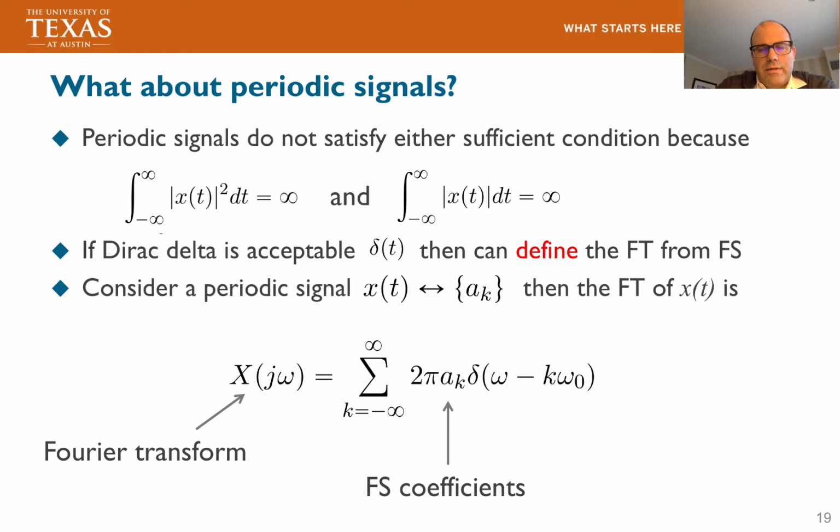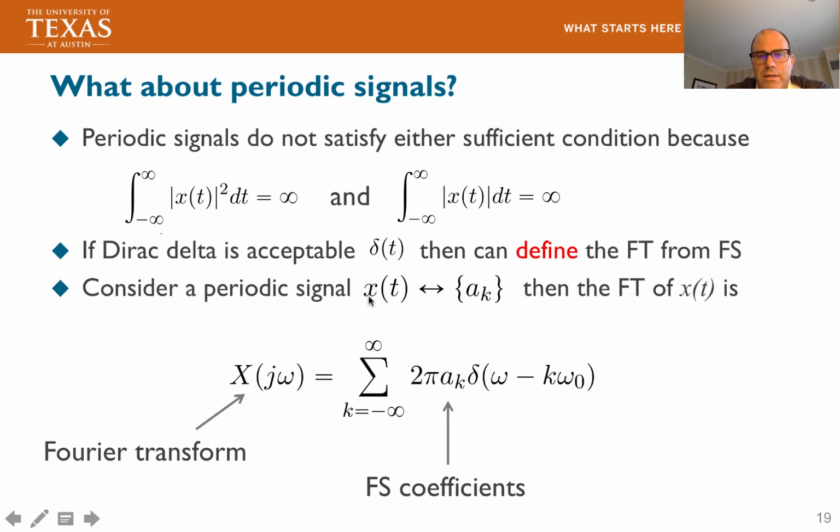Now, an important class of signals whose transforms we want are periodic. We've already been studying periodic signals extensively for the Fourier series. But the problem is that they don't satisfy either sufficient condition, because the integral of the energy squared is infinity because it's a periodic signal, and the integral of the absolute value is infinity because it's a periodic signal. If we can use the Dirac delta function, though, we can define the Fourier transform from the Fourier series.